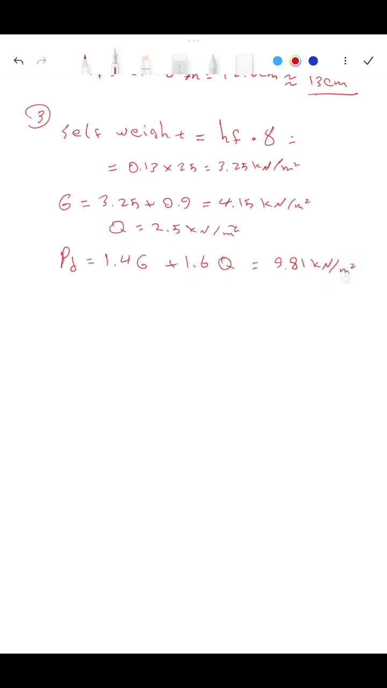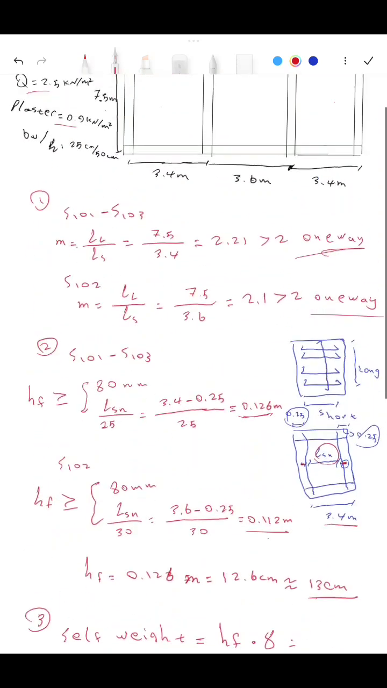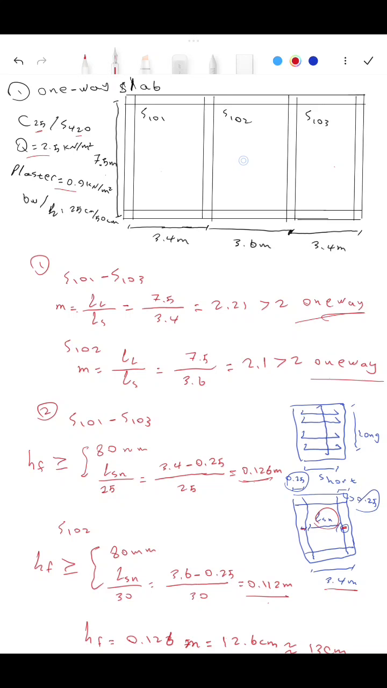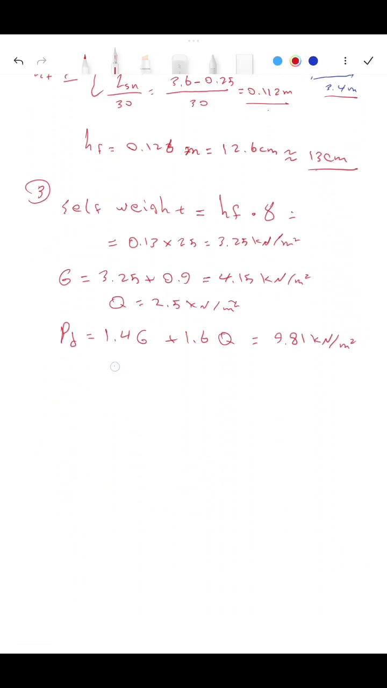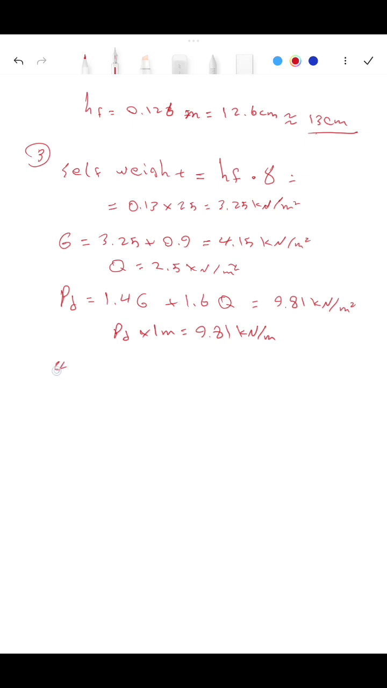Okay, it's per meter square, we need it per meter, so we multiply it by 1 meter, because in reinforced concrete, when we design the slab, we take 1 meter. We design for 1 meter each. We take a specimen of 1 meter, and we design accordingly. That's why we multiply this value by 1. So PD times 1 meter equals 9.81 kilonewton per meter. We are done with point 3.